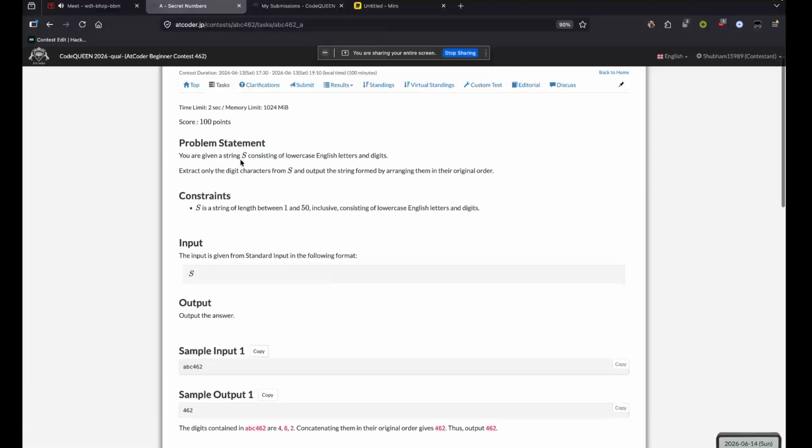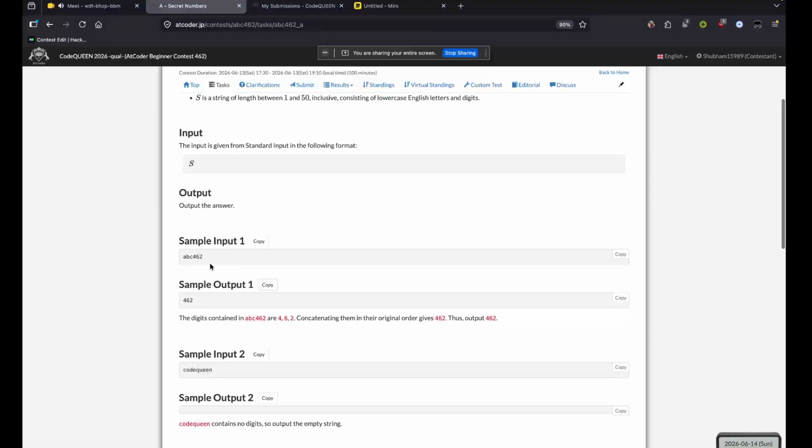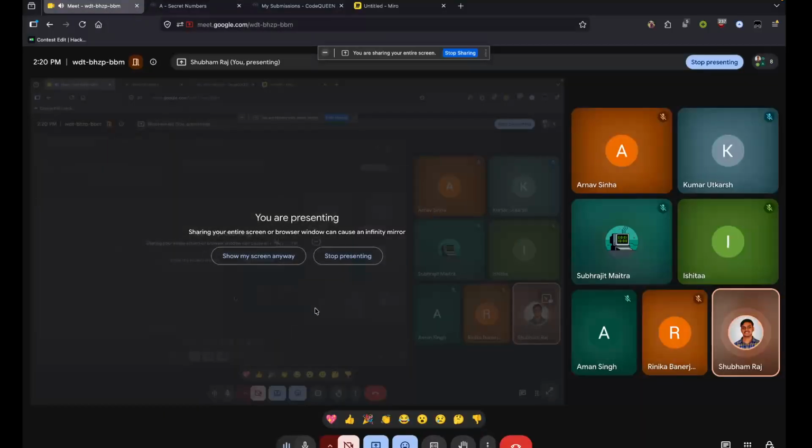You're given a string S consisting of lowercase English letters and digits. Extract only the digit characters from S and output the string found by arranging them in their original order. So it's a pretty straightforward question. Some sort of string is given, and we need to return the digit part only, right? So you want to share your approach, Arnav?